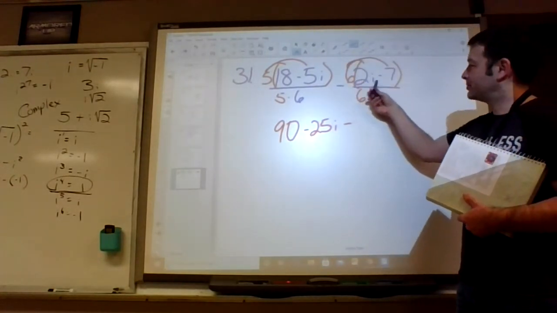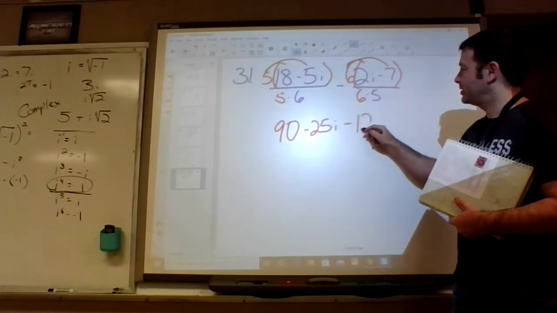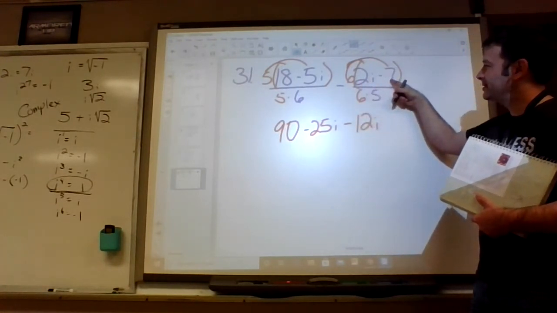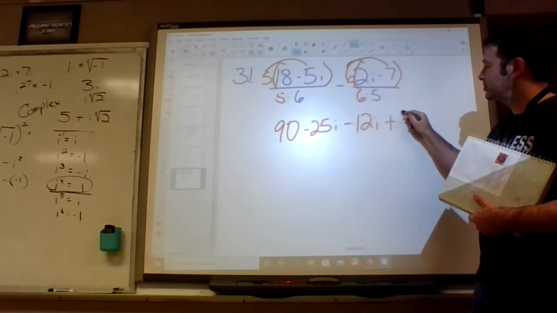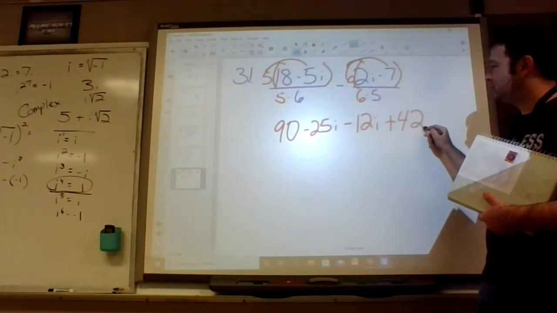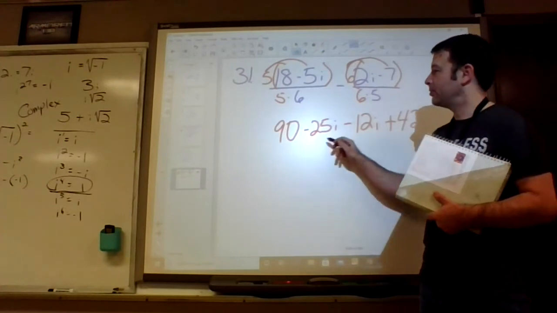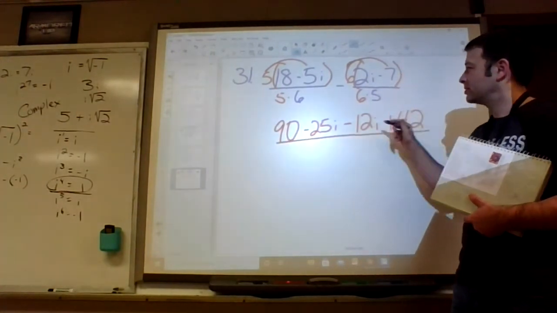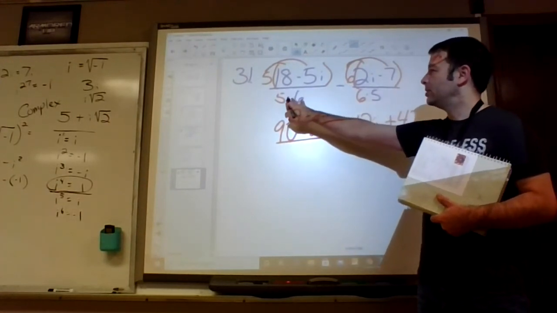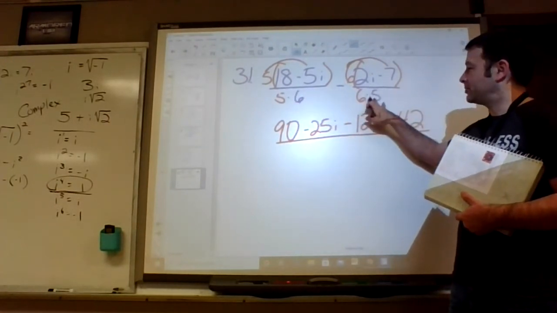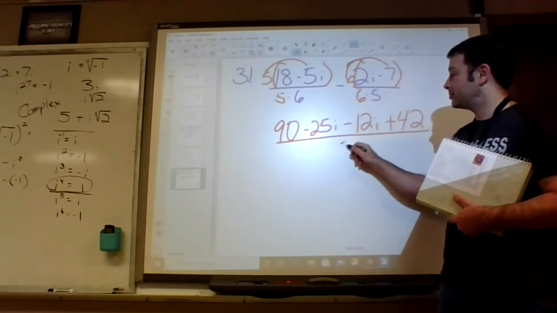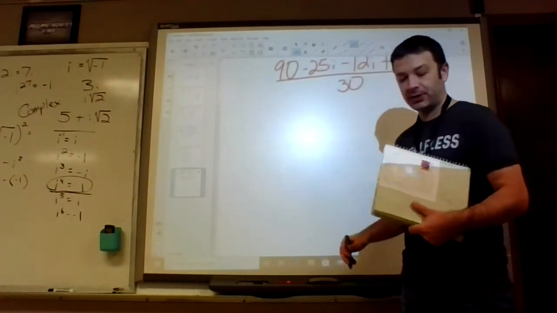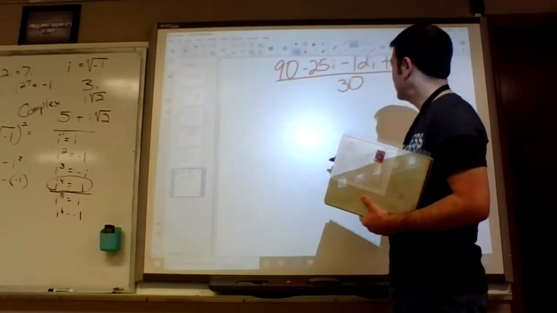So minus 6 times 2i is minus 12i. Minus 6 times minus 7 is plus positive 42. And what's the bottom going to be? What's the denominator going to be? 30, right. If the denominators don't do anything on adding and subtracting, it's just going to be a 30. Okay, but I still need to simplify the top here.